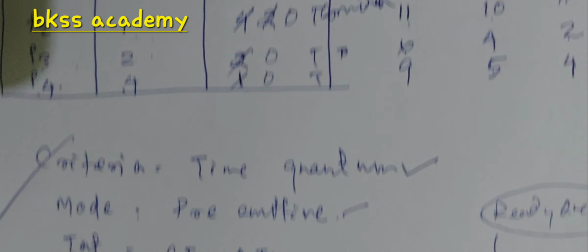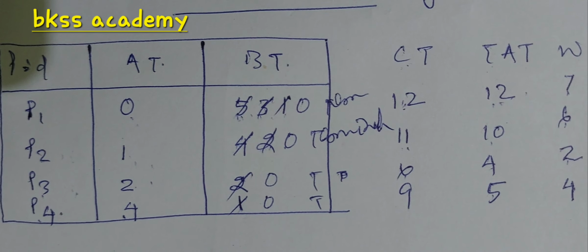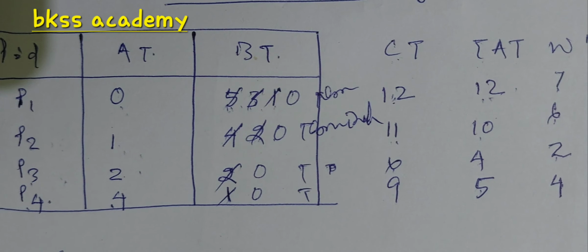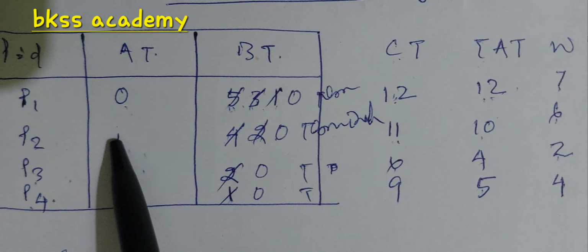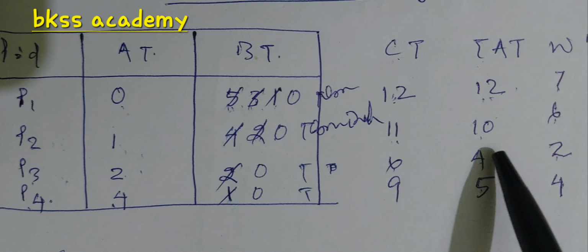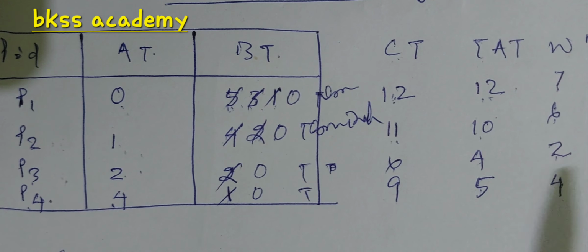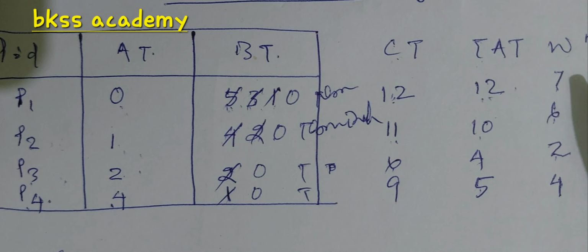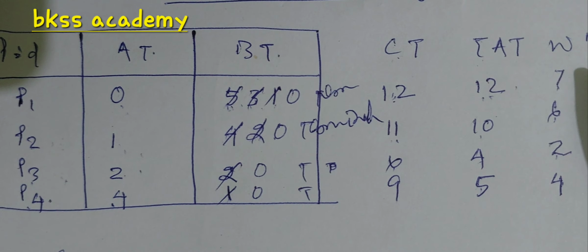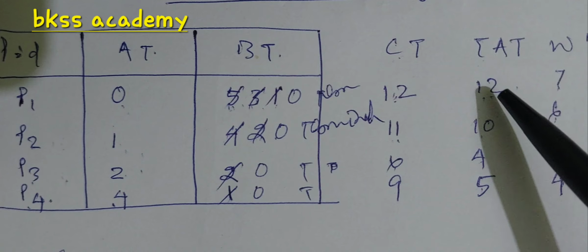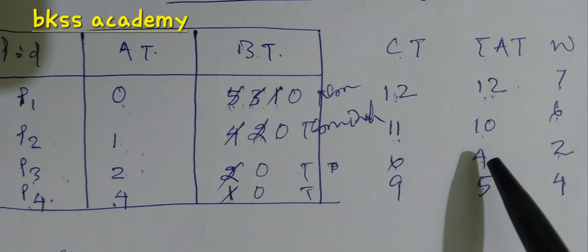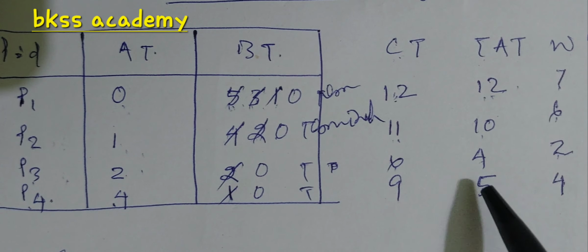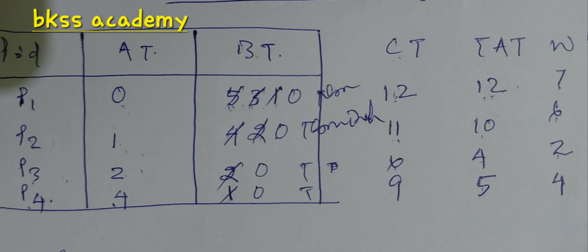So from there, the formula for turnaround time is completion time minus arrival time. So 12 minus 0 is equal to 12, 11 minus 1 is equal to 10, 6 minus 2 is equal to 4, 9 minus 4 is equal to 5. Similarly, the waiting time formula is turnaround time minus burst time. Turnaround time 12 minus 5 is 7, 10 minus 4 is 6, 4 minus 2 is 2, 5 minus 1 is 4.